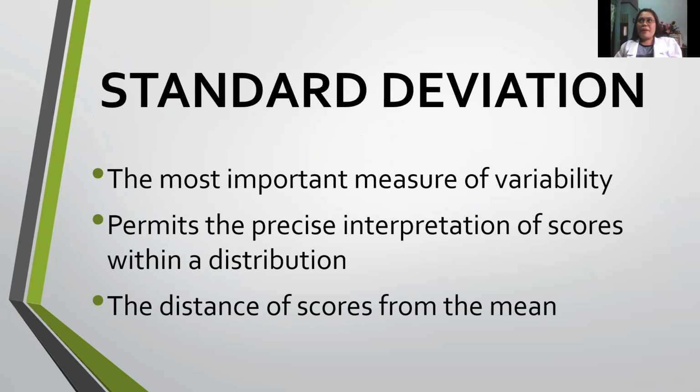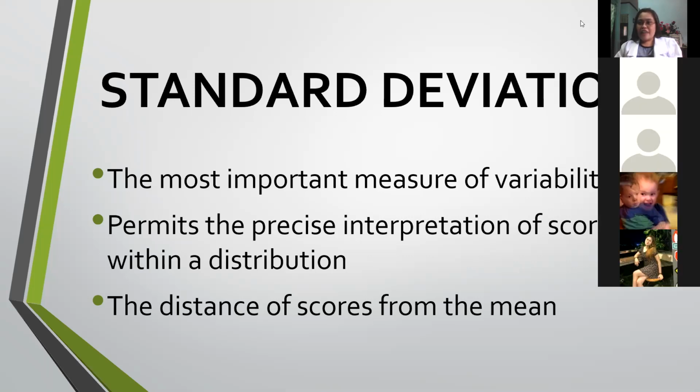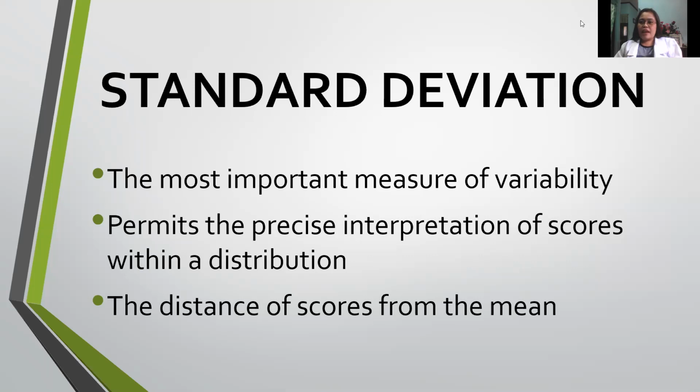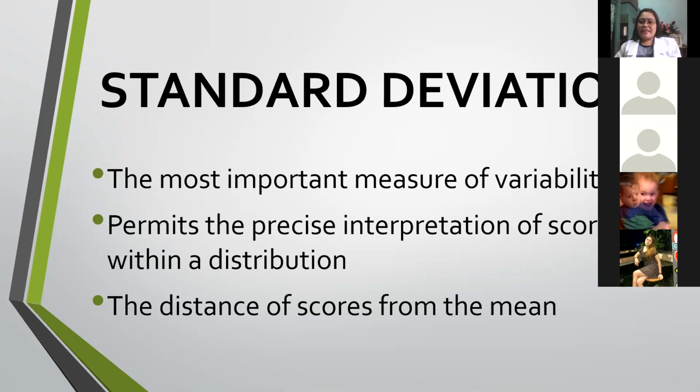Now, among the measures of variation or dispersion, the most used is the standard deviation. Again, this is the most important measure of variability or variation. We use it for the precise interpretation of scores within a distribution, and standard deviation will let us identify the distance of our scores or our data from the mean.